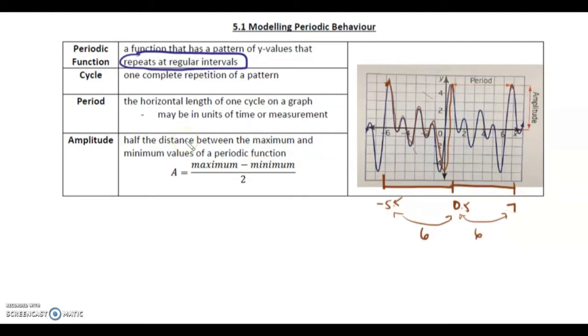Okay, so we're going to talk about cycles. A cycle is one complete repetition of the pattern. Okay, so exactly what I just did, like big, small, medium, small, big. Big, small, medium, small, big.